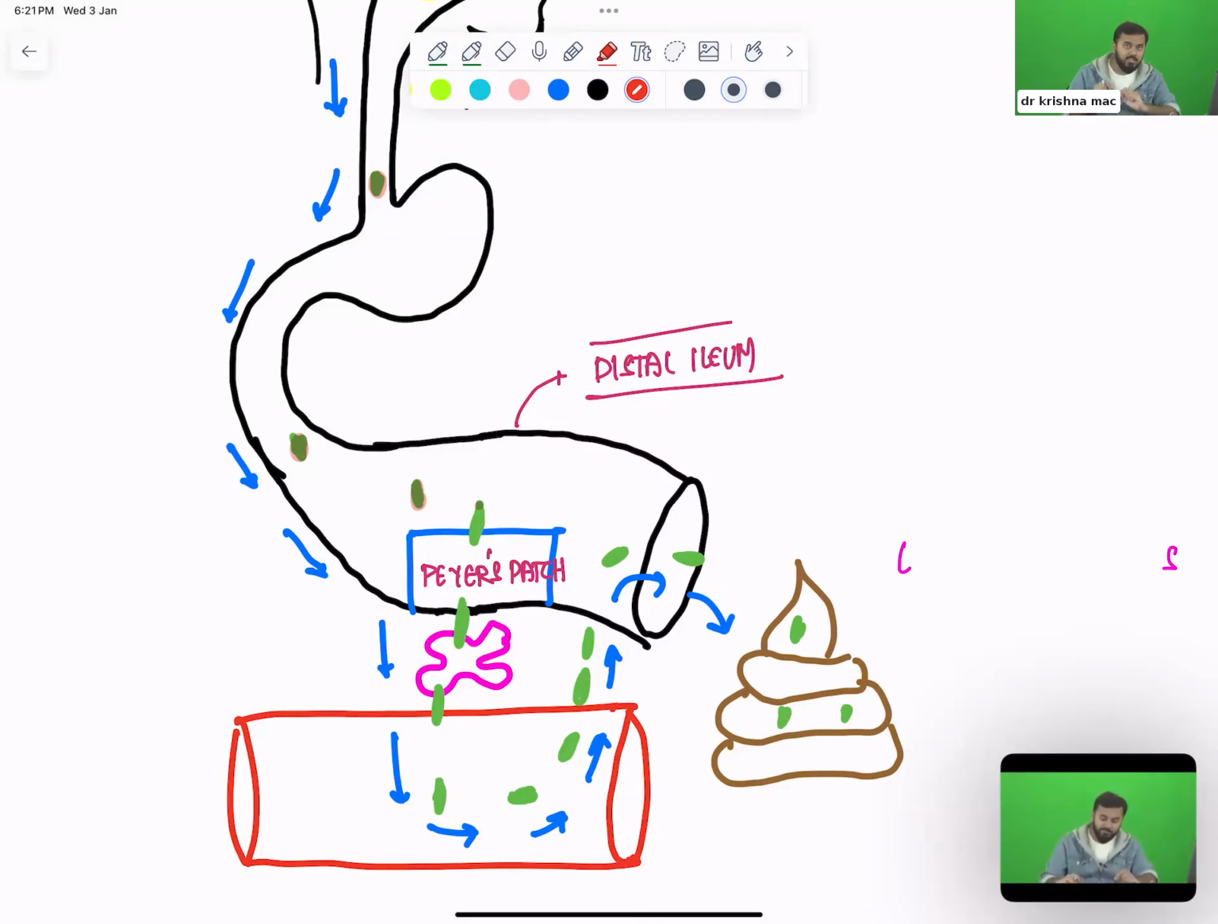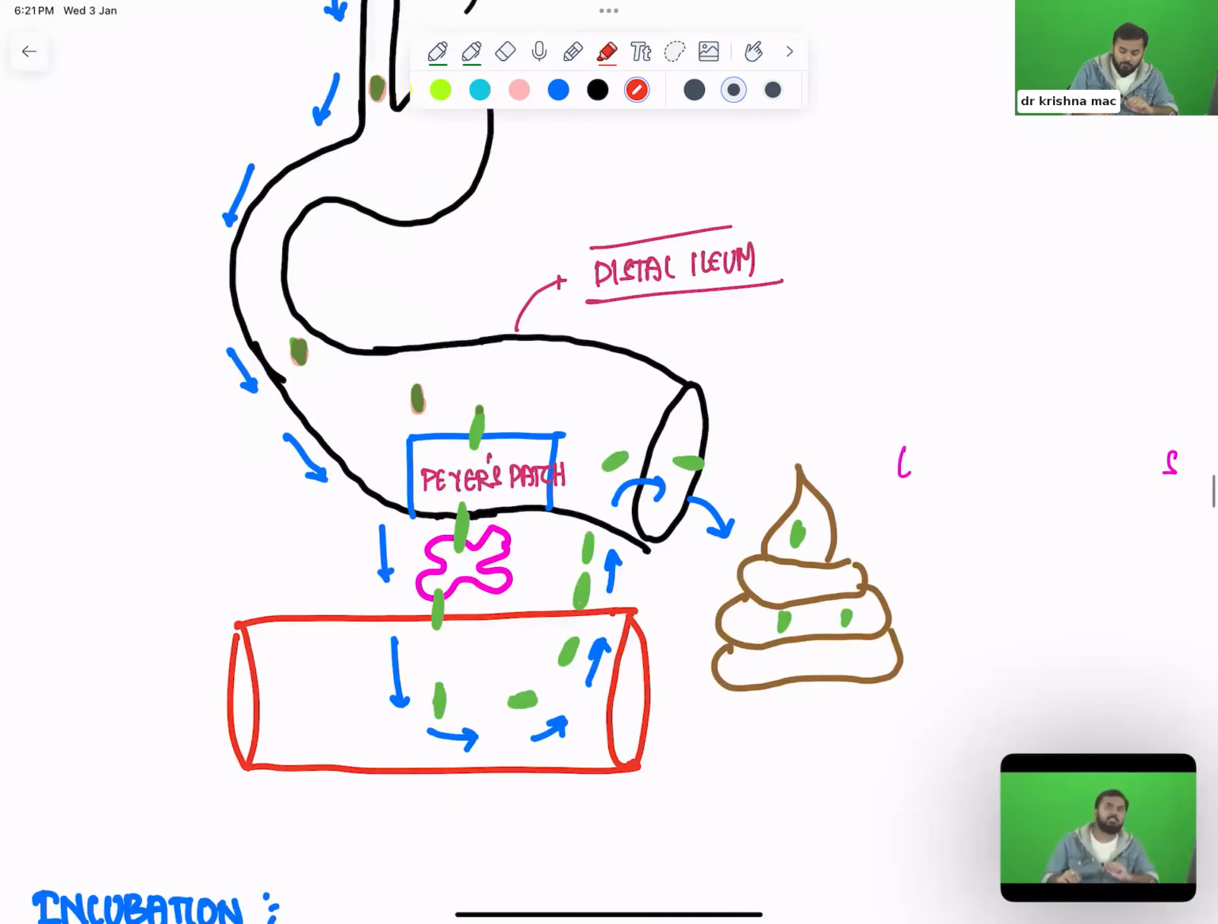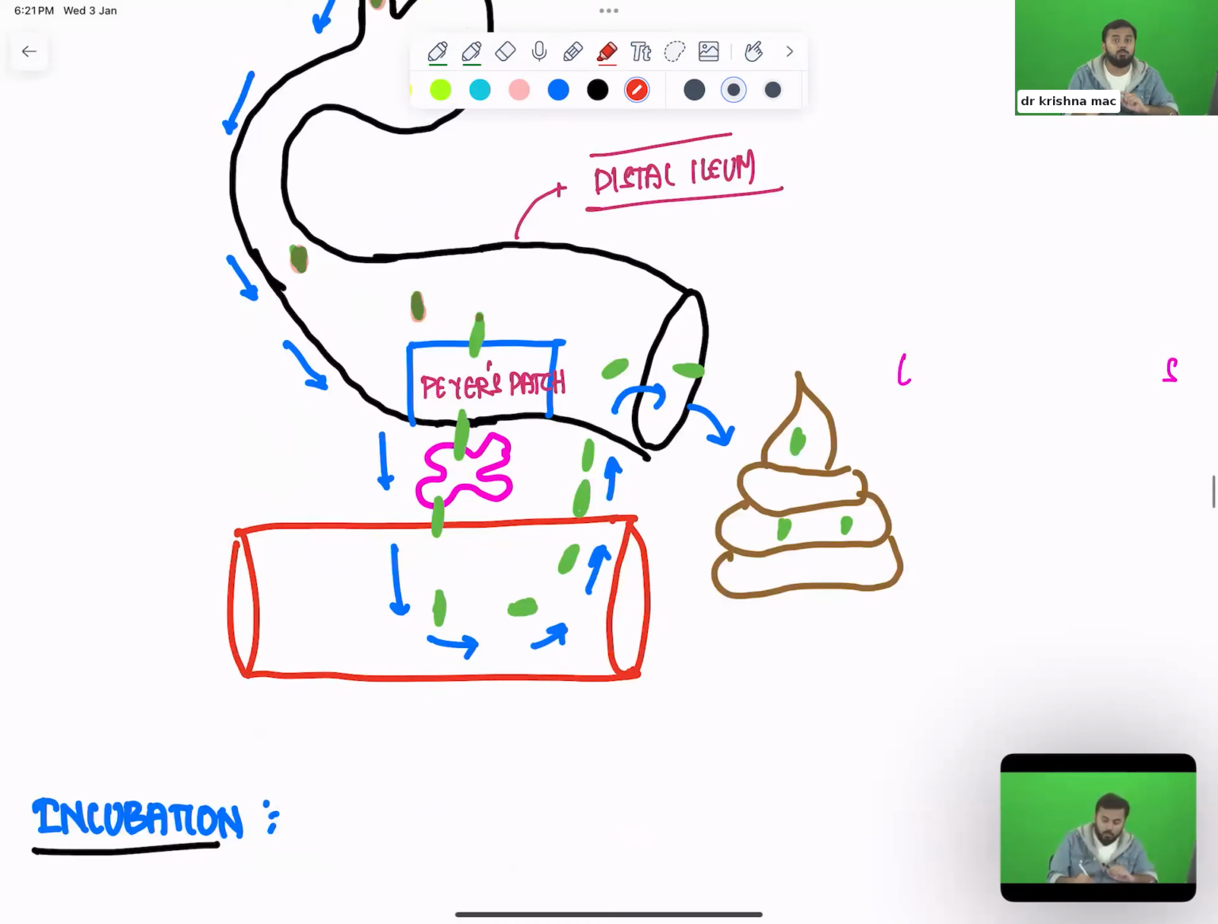Within the distal part of the ileum, you have special structures called Peyer's patches. Beneath the Peyer's patches, there are macrophages. This is the macrophage. Beneath the Peyer's patch, what is there? There is a macrophage.